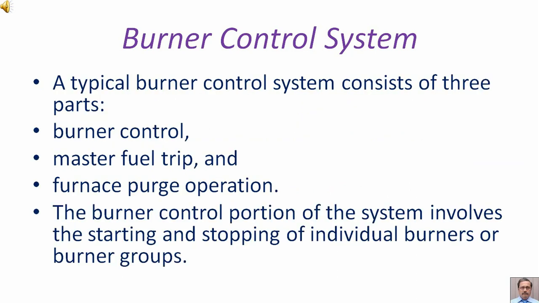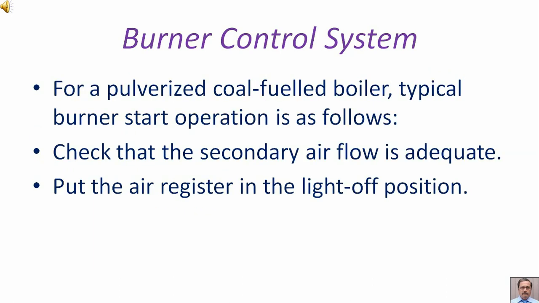A typical burner control system consists of three parts: burner control, master fuel trip, and furnace purge operation. The burner control portion of the system involves the starting and stopping of individual burners or burner groups. For a pulverized coal fuel boiler, typical burner start operation is as follows.